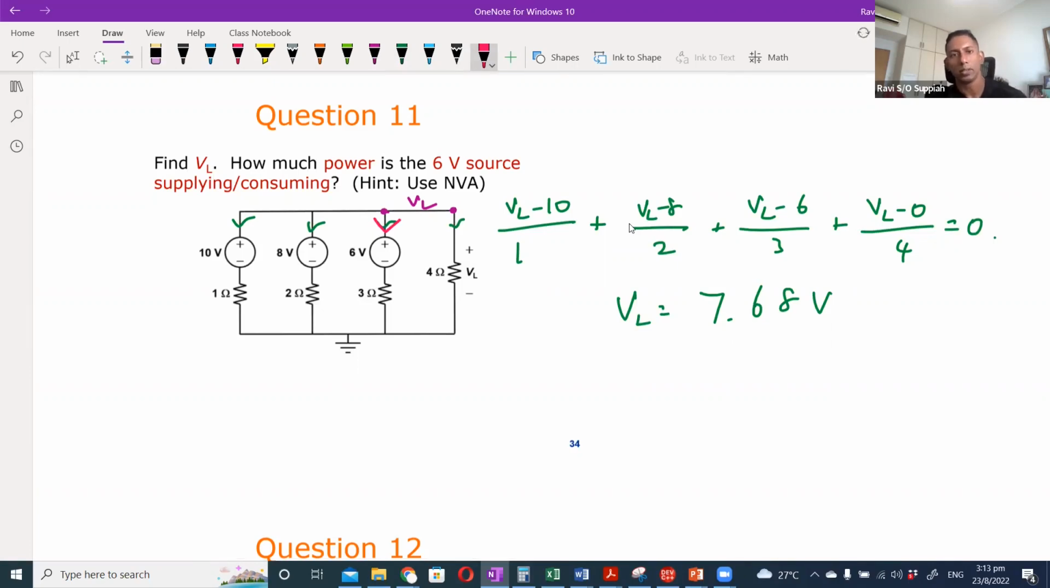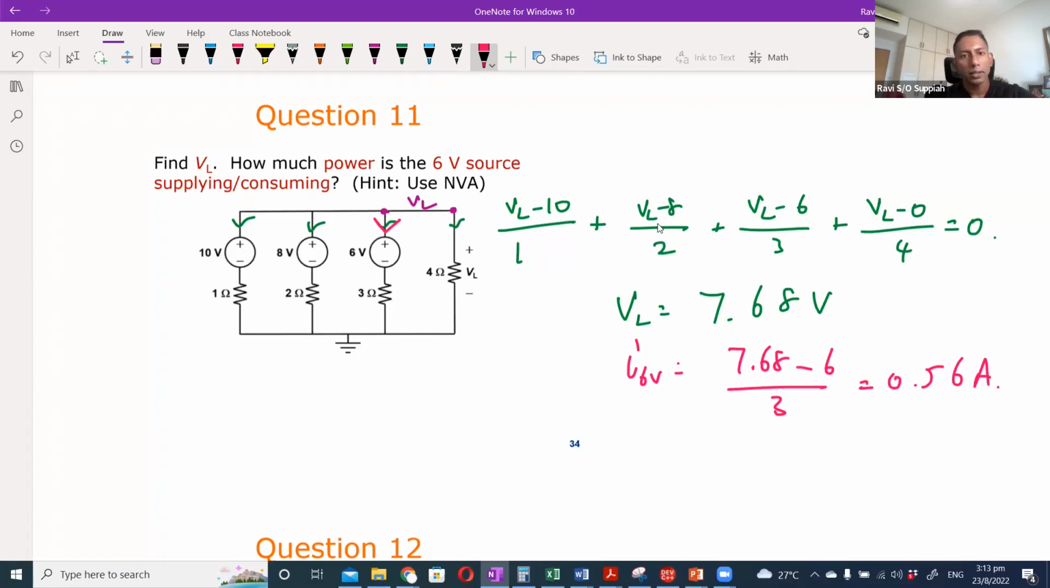Current is flowing into the 6 volt branch over here. So how much is the current flowing? The current through the 6-volt branch will be (7.68 minus 6) over 3, which will be 0.56 ampere. So that is the amount of current flowing into that particular branch.